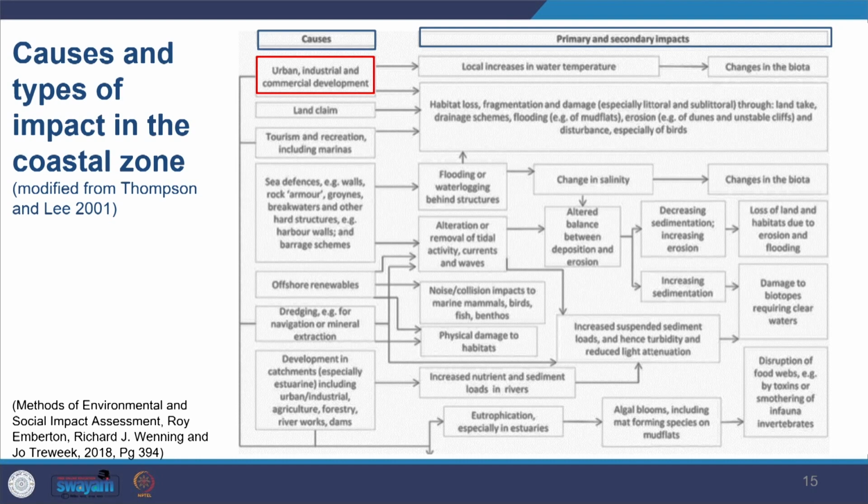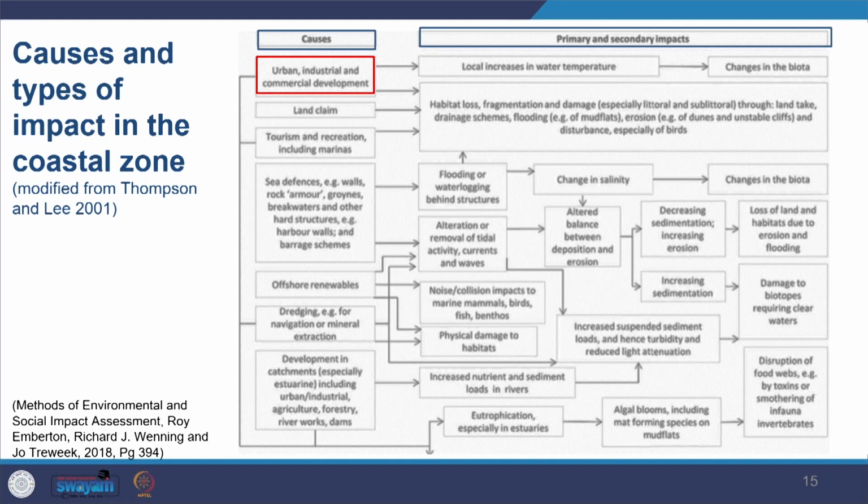It could also lead to damage of the littoral and sublittoral areas, which we had already seen in the previous chapter. And this might happen because of occupying the land for a certain development purpose, and then also changing the drainage pattern, depending on what kind of pattern you're developing, and that might also lead to certain blockage or create a situation which might lead to flooding, or create a situation which might lead to erosion or create disturbances, especially for birds.